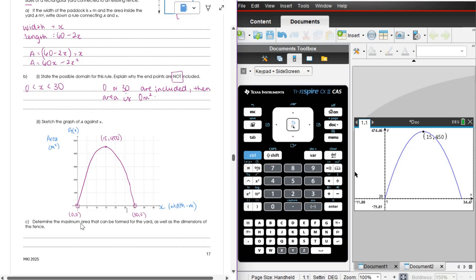Now we've already found that our maximum area is 450 meters squared, that our width, because that's x, is 15 meters, and then our length is going to be 60 minus 2 times 15, which is 30 meters. So to maximize the area on this yard, we're going to have a width of 15 meters and a length of 30 meters.